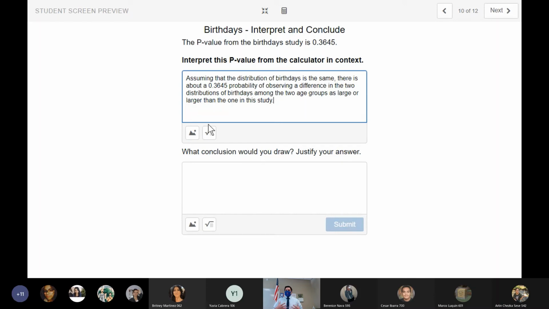In general, when we're interpreting a p-value in context, that's what it's saying. Assuming our null hypothesis is true, there is some probability of observing a difference, or whatever your test is about, in our distributions, as large or larger. That's what the interpretation is. You should not be saying anything about a significance level in the interpretation or making an actual conclusion about what we have evidence for. We're just saying, what does this probability represent?